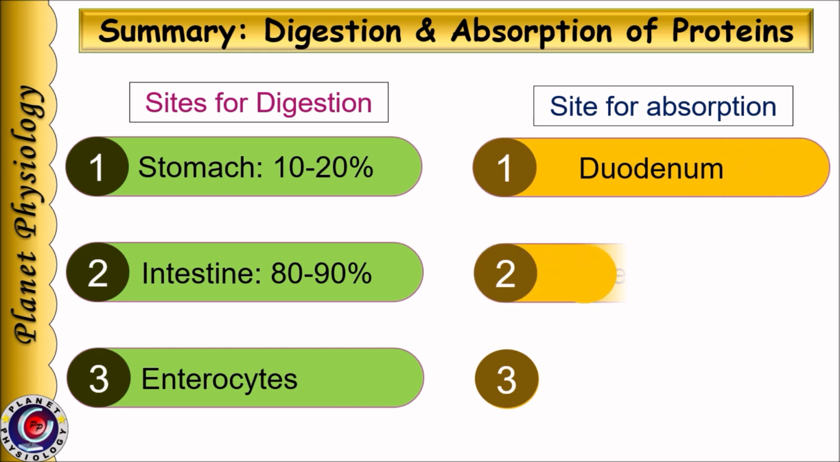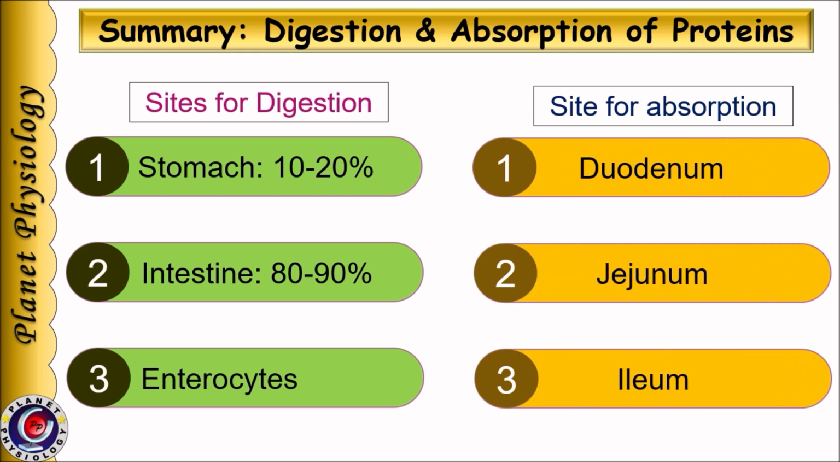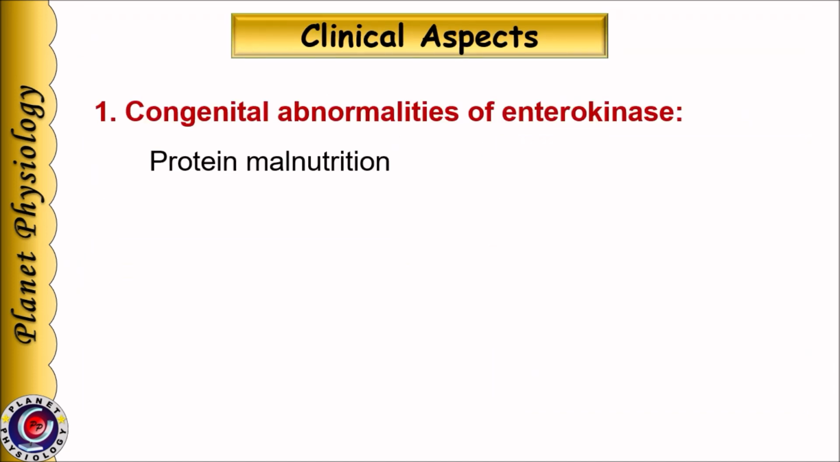Amino acids are absorbed from the entire small intestine, that is duodenum, jejunum and ileum, but pyrimidines are mainly absorbed from the upper part of the small intestine. Now let us study the clinical aspects related with protein digestion and absorption.